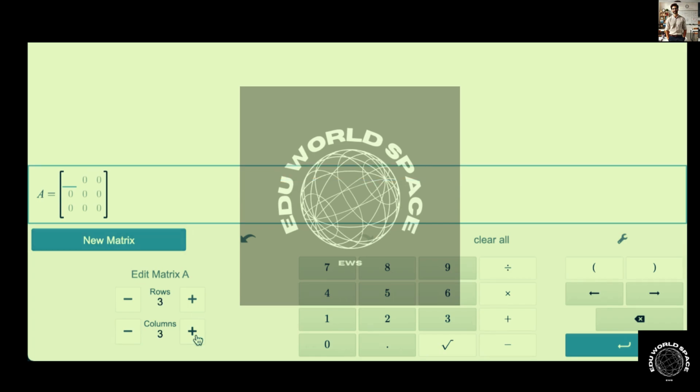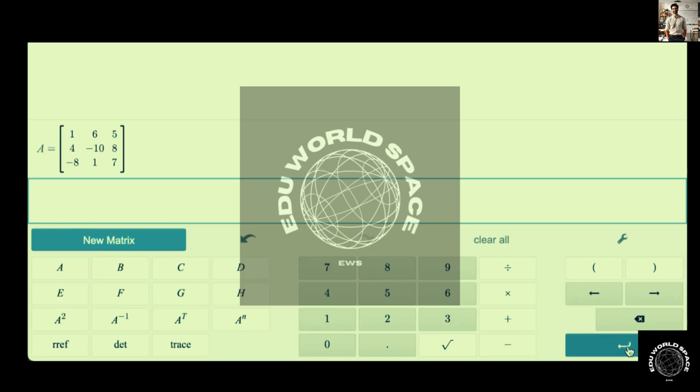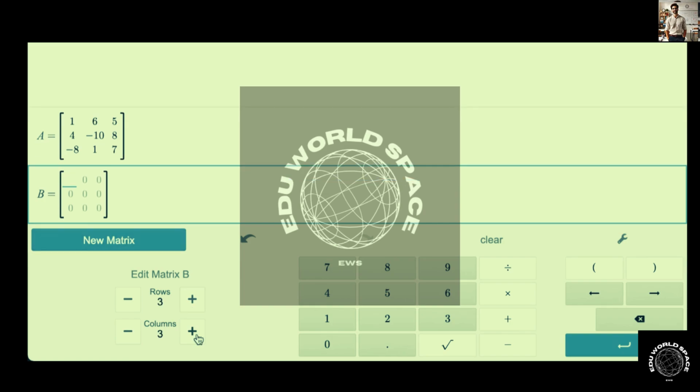I'm going to use different variables here, but let me put in the 1, 6, 5, 4, -10, 8, -8, 1, 7 into matrix A. It's stored a new 3 by 3 matrix B that I'm going to call the other 3 by 3 matrix: 1, -1, 2, -3, 3, -5, -1, 2, 0.